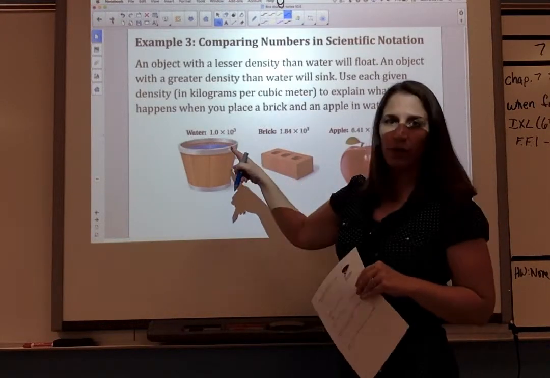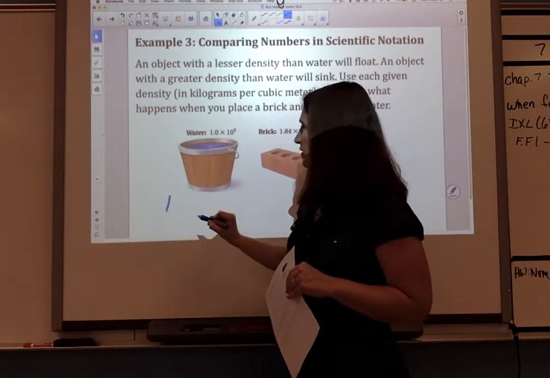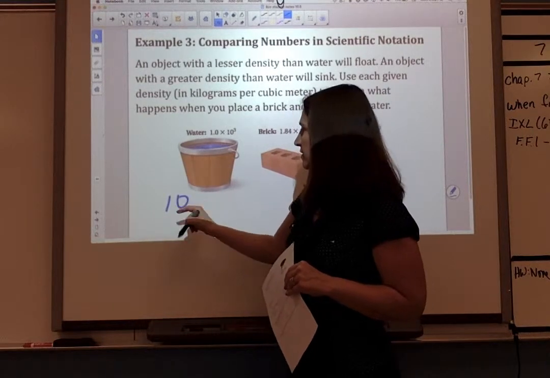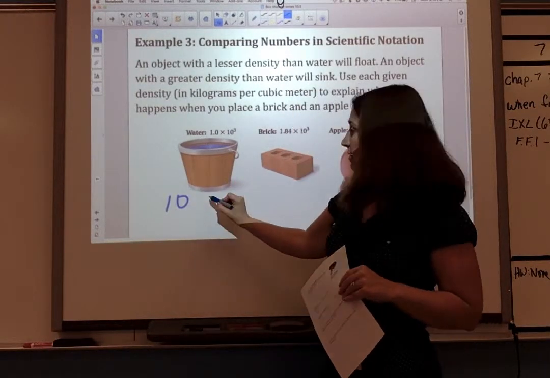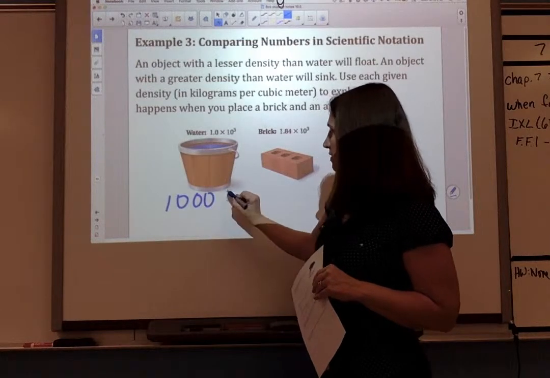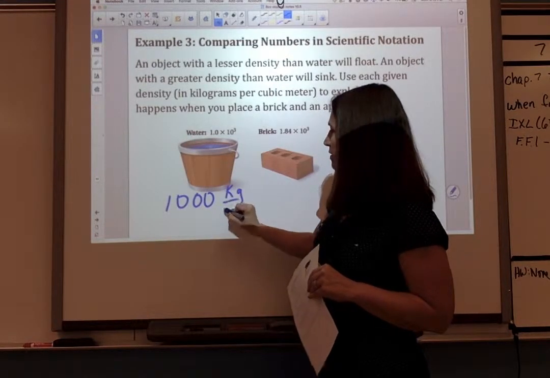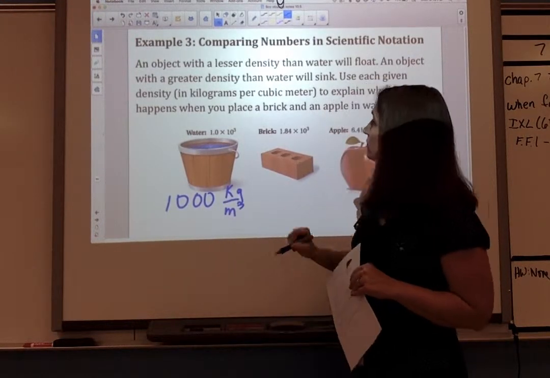1.0 times 10 to the 3rd power. So I need to move the decimal point over 3 places. I moved it over 1 already, and now I need to add 2 more zeros. That's 1,000 kilograms per cubic meter.